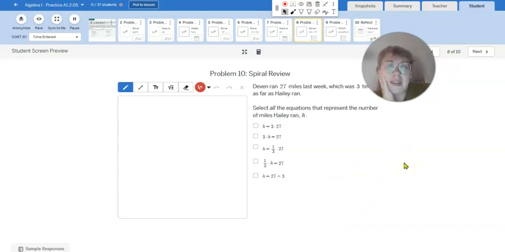Devin ran 27 miles last week, which was 3 times as far as Haley. Select all the equations that represent the miles that Haley ran. So Devin ran 27, which was 3 times as far as Haley. So Haley ran less than 27.